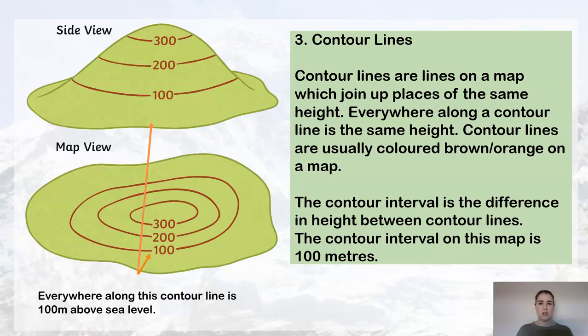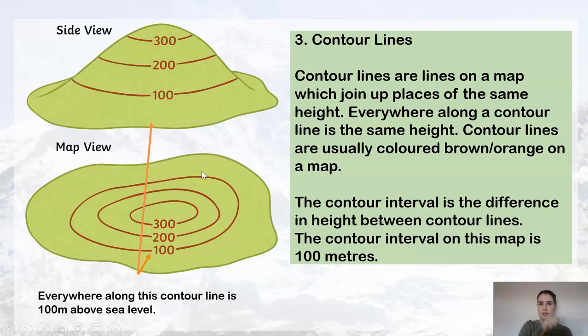So the third way to show mountains and hills on a map is looking at contour lines. Contour lines are usually shown on a map and join up places of the same height. Everywhere along one specific contour line is the same height. So here on the side view, all the way around where this wiggly line would go, shows that anywhere on that line that you're walking will be 100 meters above sea level.